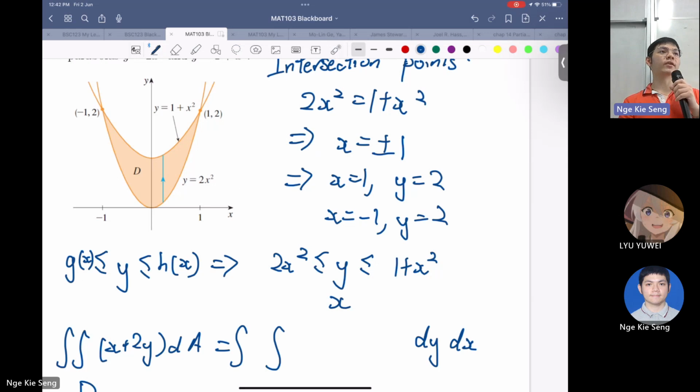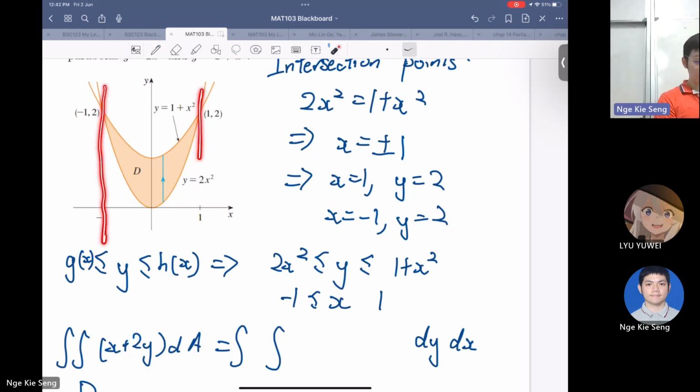Your x is going from where to where? Minus 1 to 1. Okay. Yeah, minus 1 to 1. Okay. So how do you imagine this? So you have minus 1 to 1 here, right?